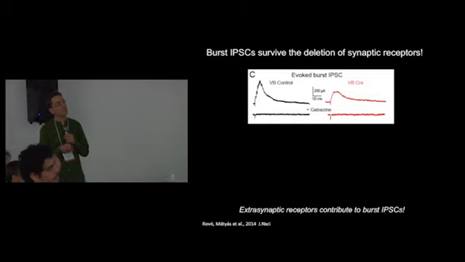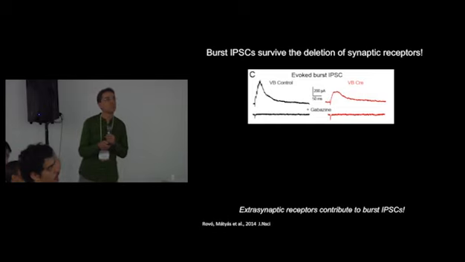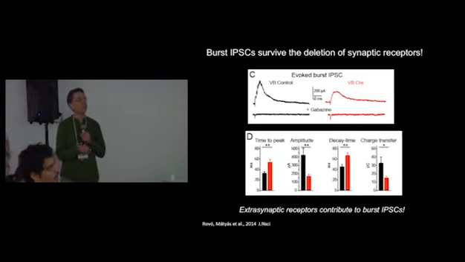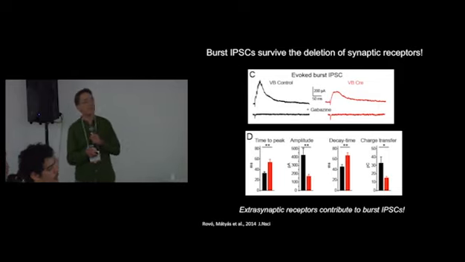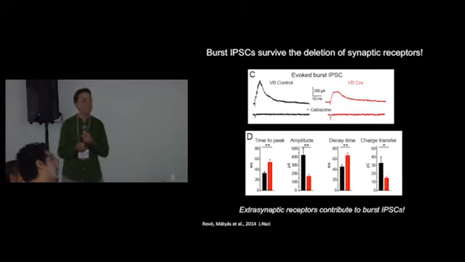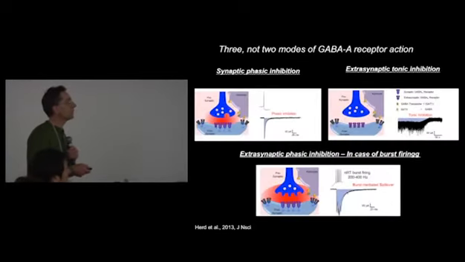Clearly, the amplitude decreased, but at least almost 50% of the charge has remained. And of course, how is it possible? You can't avoid the conclusion that extrasynaptic receptors basically got phasically activated and contribute to these burst IPSCs. These are just the quantification. It slows down, of course, and the amplitude is decreased, but the main point is that almost half of the charge transfer you still have basically mediated by the extrasynaptic receptor.